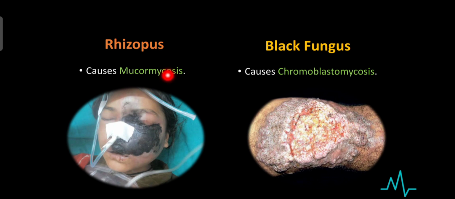The causative agent of mucormycosis is Rhizopus, and if we talk about the black fungi, it causes chromoblastomycosis, right? So mucormycosis is not caused by the black fungi. Although the clinical manifestation of mucormycosis is black crust formation. That could be a reason that people call it the black fungal disease.